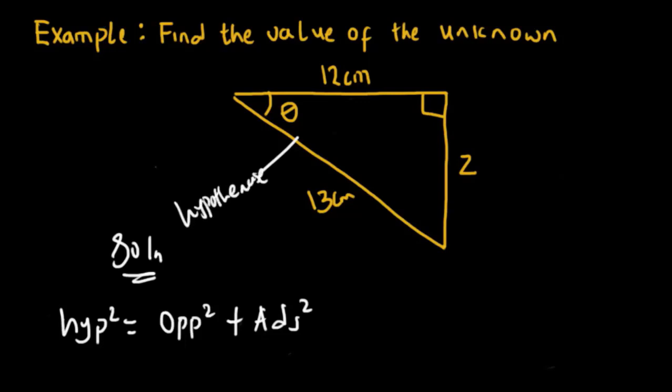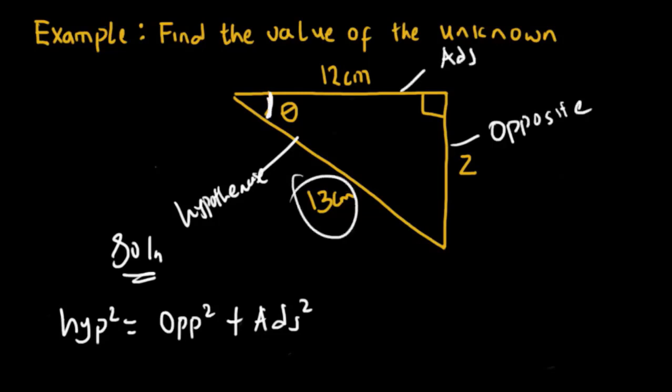Then we have the side facing the angle, is the what? Opposite. So we have opposite because it's facing this angle here, while the third side would be the adjacent. So it means hypotenuse is 13, opposite is z, which is the unknown, and adjacent is 12. Now let's slot it into the formula.